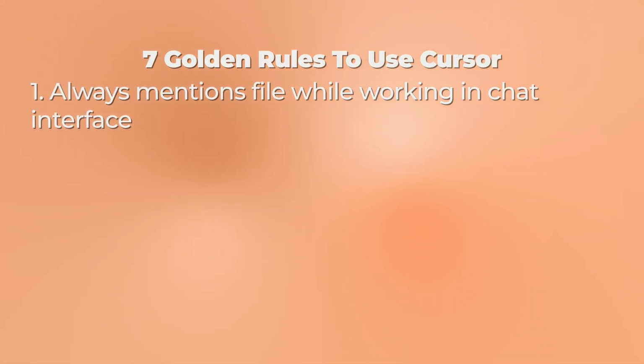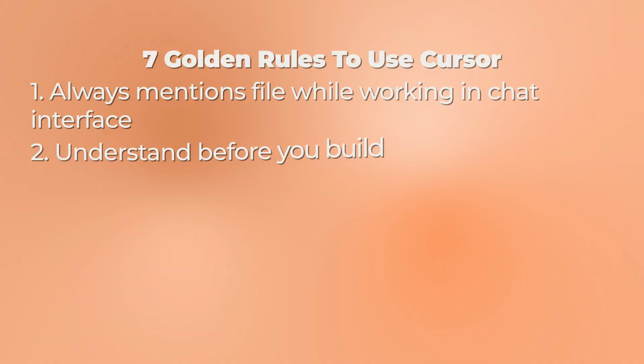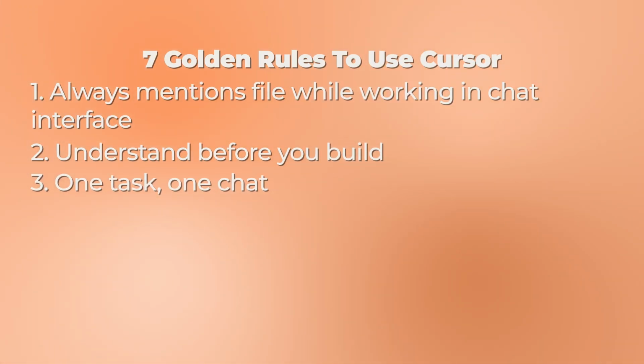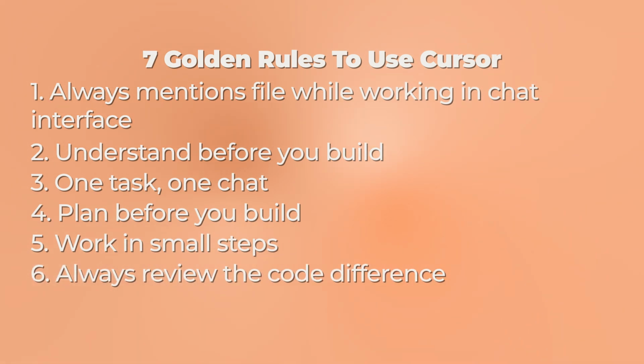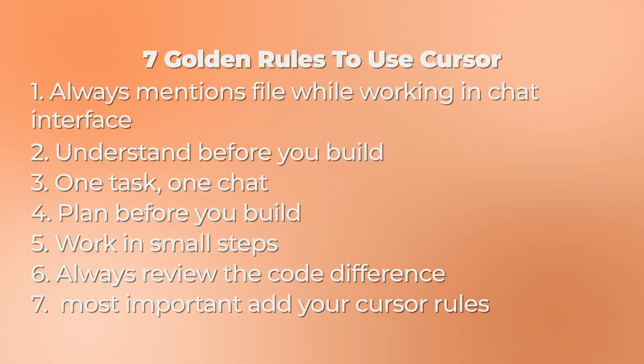Alright, let's bring this home. Today we talked about how companies are cutting teams. AI is changing who stays relevant and who gets replaced. But more importantly, we talked about Cursor and how to use it the right way. Here are the 7 rules. Always reference files while working in the chat interface. Understand before you build. Remember, one task, one chat. Always plan before you build. Work in small steps. Always review the code differences. And most important, add your Cursor rules.